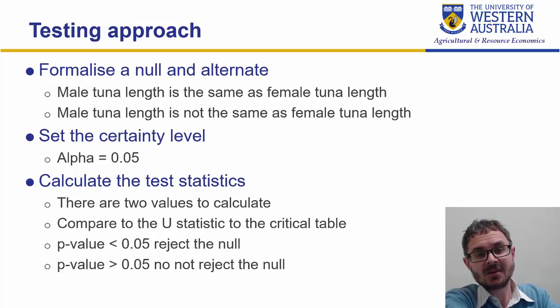Group A is the same as Group B. In the example that I gave you, it was male tuna length is the same as female tuna length. The alternate is just that they're different. We set alpha exactly the same way that you've become used to for all of the tests that you've been doing. And then you get R to calculate the critical value for you.